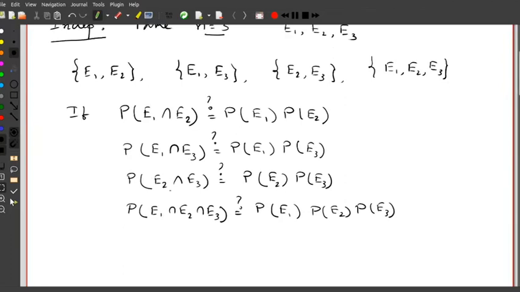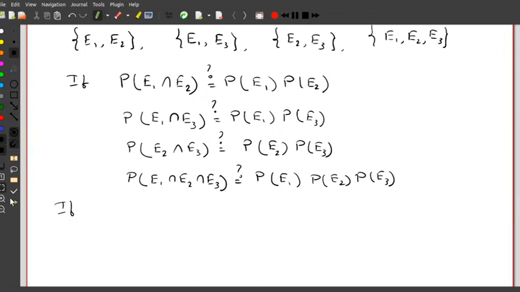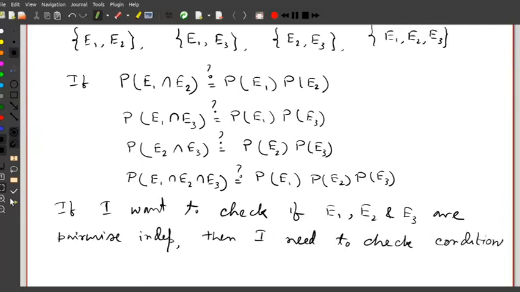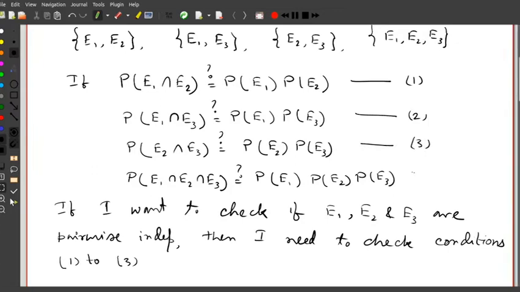Okay. Note that in case of pairwise independence, if I want to check if E1, E2 and E3 are pairwise independent or not, then I need to check conditions 1, 2, 3, where this one is 1, this one is 2, and this one is 3. And maybe I call this one 4.